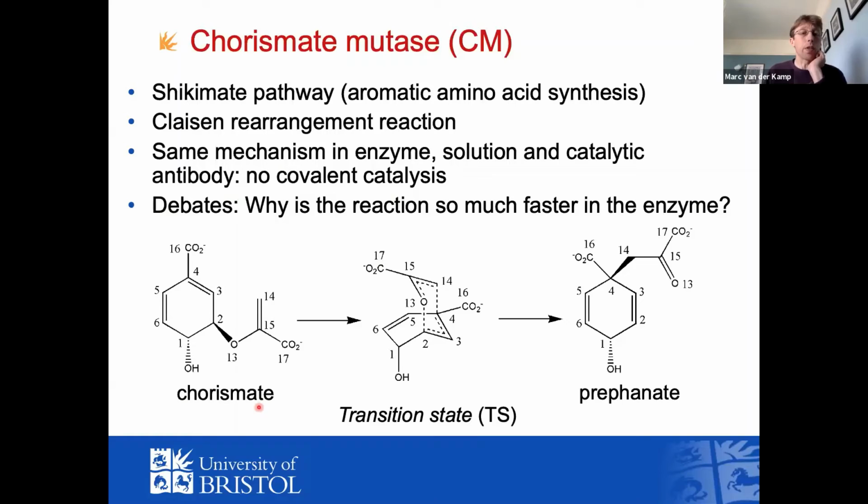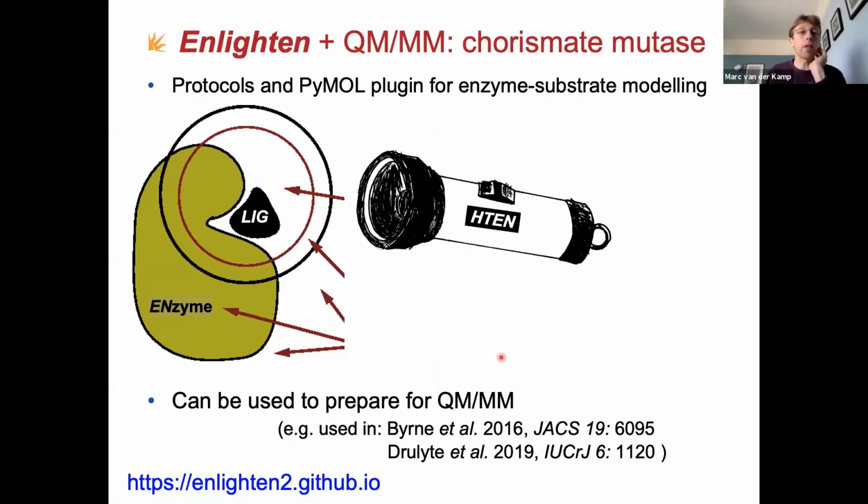Okay, so the Chorismate to prephenate reaction is a reaction where a carbon-oxygen bond is broken and a carbon-carbon bond is formed, and it is known that this happens through a transition state that's fairly symmetric. So this bond breaking and bond formation happens more or less at the same time. That's the reaction we'll be looking at.